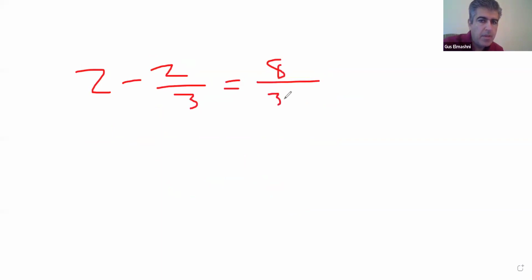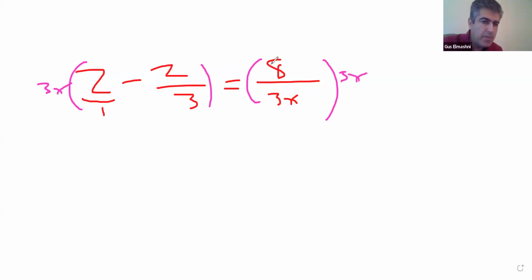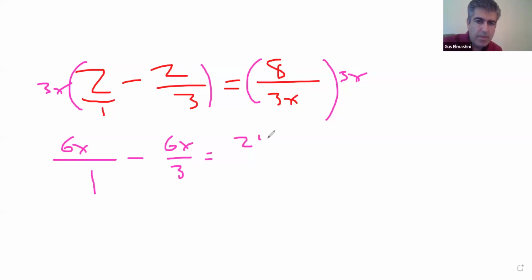So you could do a couple of ways. One way you could do it is like this. You can make that 2 over 1. And then you can multiply both sides by the LCD of everything, which is 3x. But you only multiply to the numerator. So you get 6x over 1. You get 6x over 3. You get 8. Wait, hold on, I'm losing my mind. Hold on. And you get 24x over 3x.